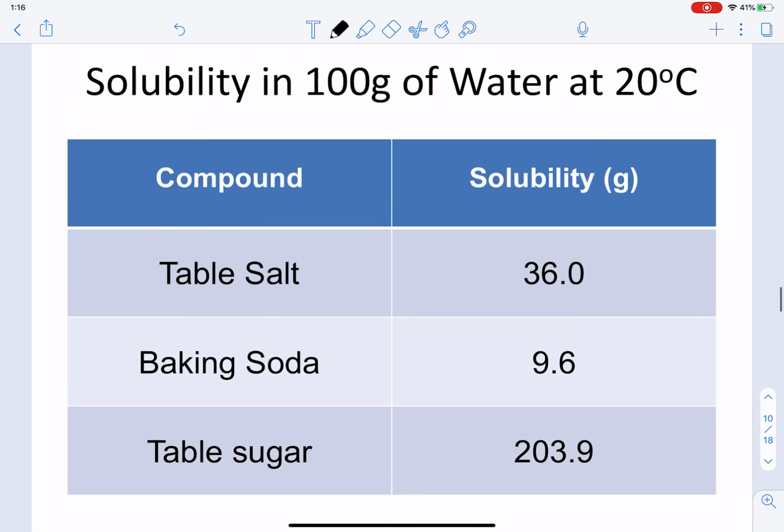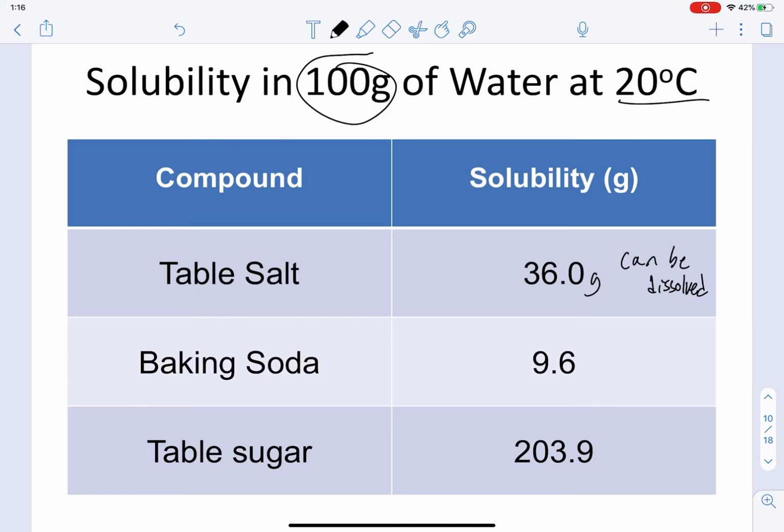So, solubility in 100 grams of water at 20 degrees Celsius. Let's say we have an imaginary glass of water with 100 grams of water in it. And table salt has a solubility of 36 grams. What does that mean? Well, if we weighed out 36 grams of table salt and put it in that cup of water, all of it would dissolve. So 36 grams of table salt can be dissolved.